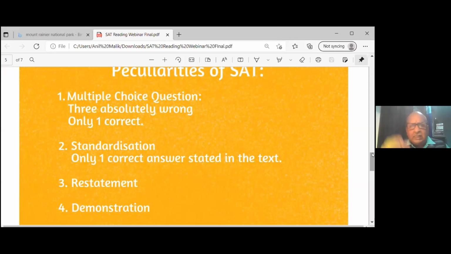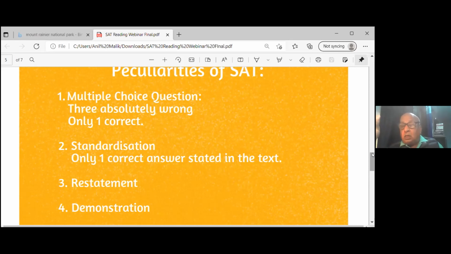The examiner will not invariably state the answer verbatim from the text into the answer choices. What he'll do is one of these two things. Either he'll do a restatement or he'll do a demonstration. Now, what's a restatement?